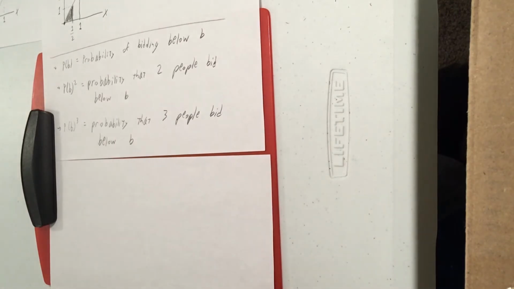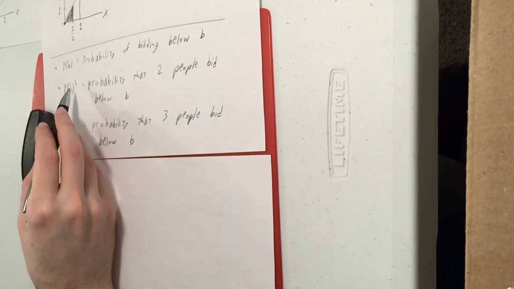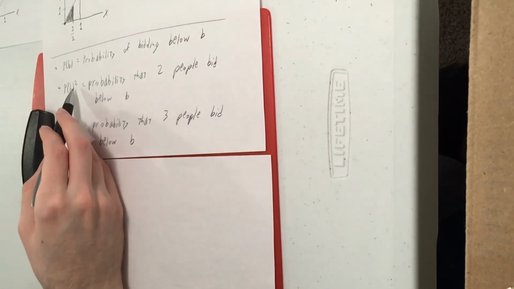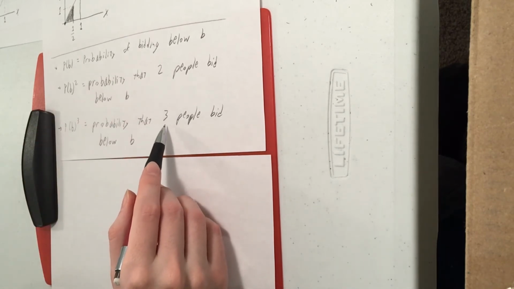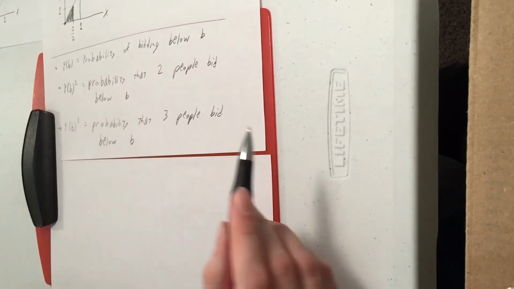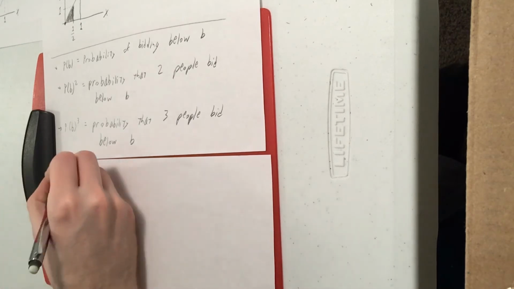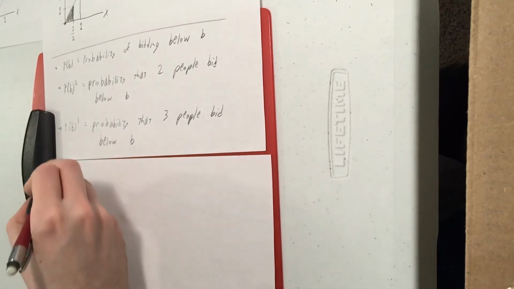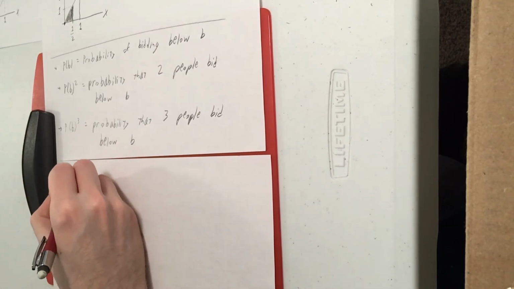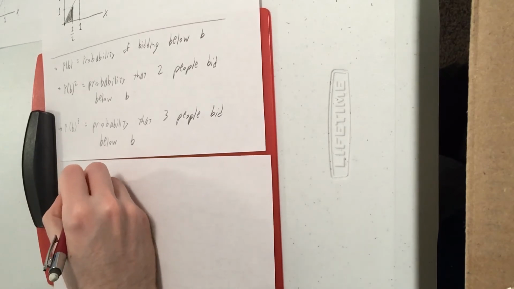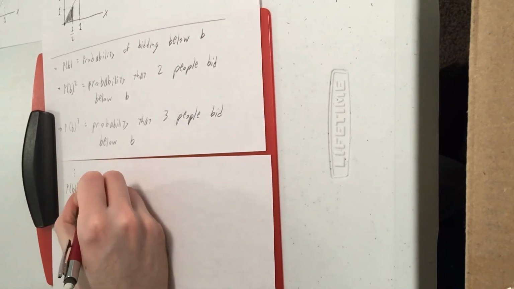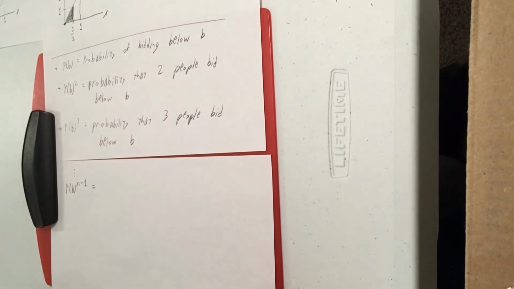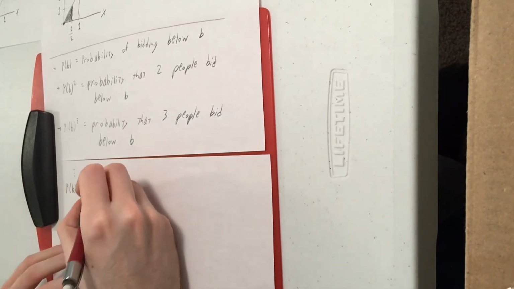So you can see a pattern here. To get two people to bid less than B, it's got to be P of B squared. To get three people to bid less than B, it's got to be P of B cubed. So P of B to the n minus 1 is going to be the probability that n minus 1 people bid less than B.